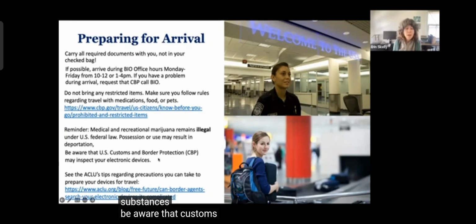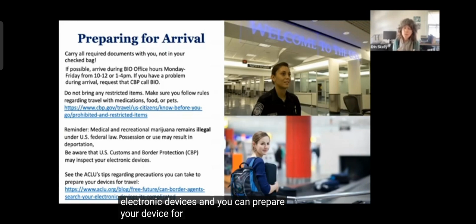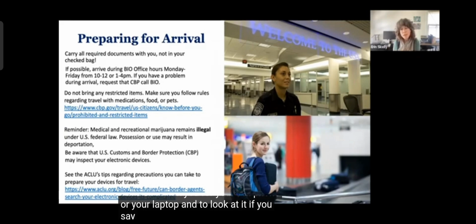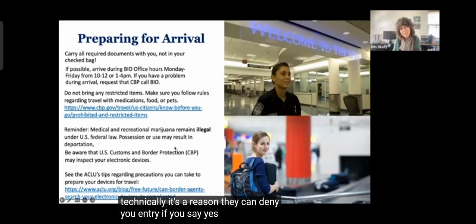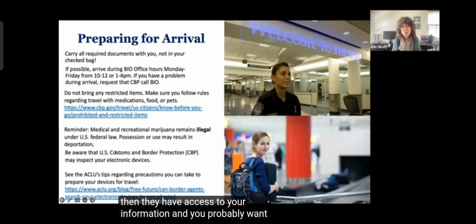Be aware that Customs and Border Protection is allowed to inspect your electronic devices, and you can prepare your device for travel, but they are allowed to ask you for your cell phone or your laptop and to look at it. If you say no, technically it's a reason they can deny you entry. If you say yes, then they have access to your information, and you probably want to feel okay about what they're looking at.